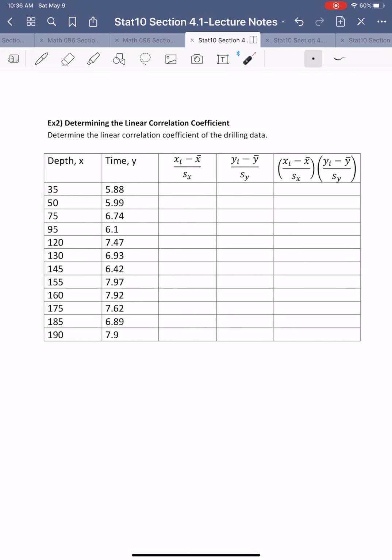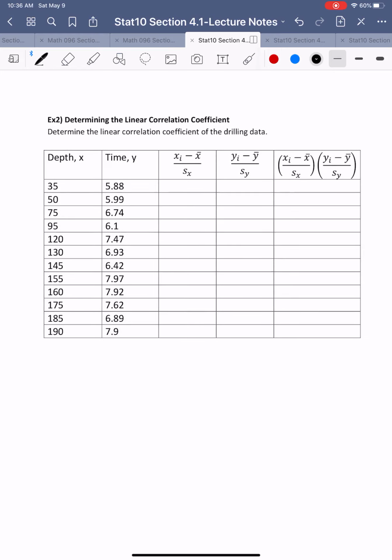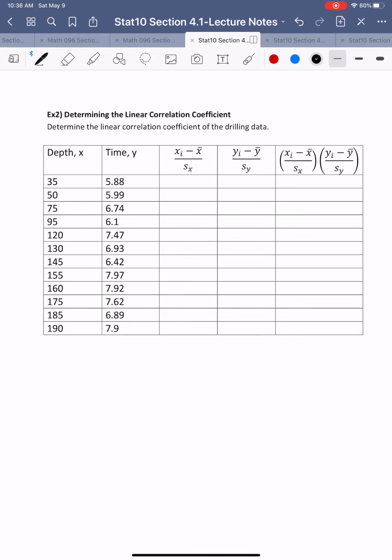All right, so to determine the linear correlation coefficient, we need to compute this table, so we need to fill it in. To determine the linear correlation coefficient, we need x bar, y bar, s of x, and s of y.